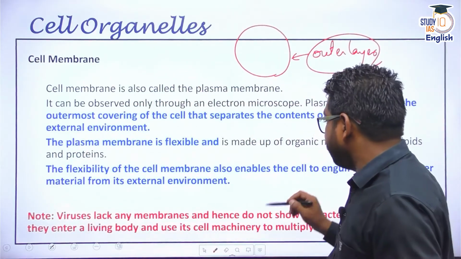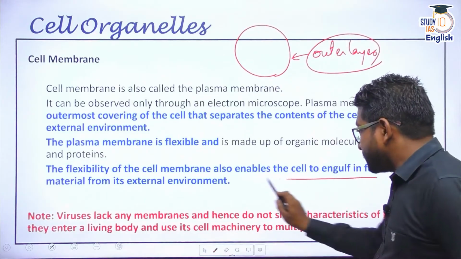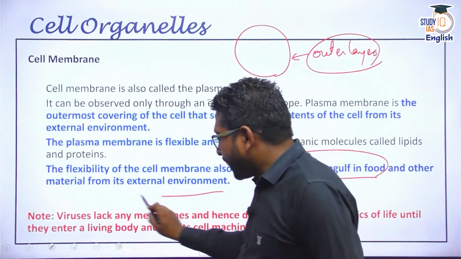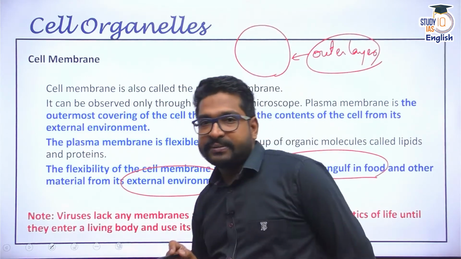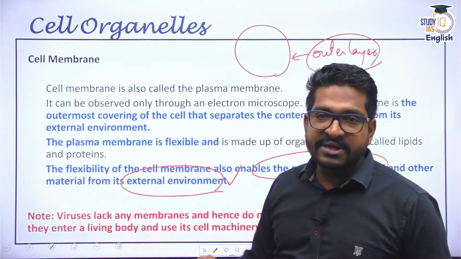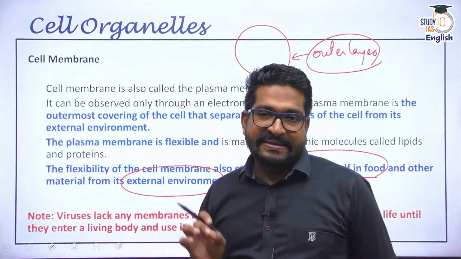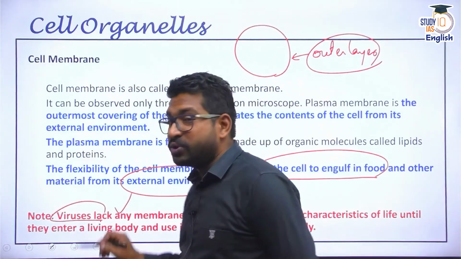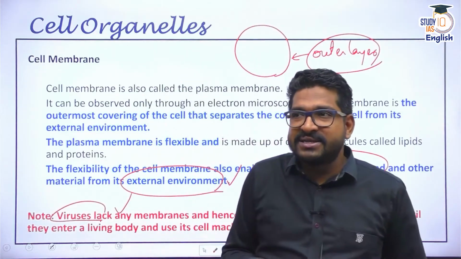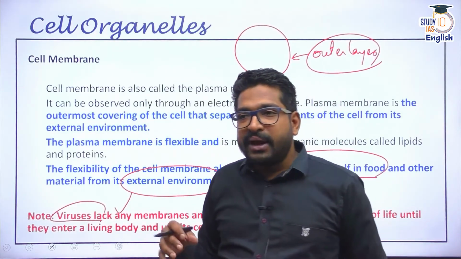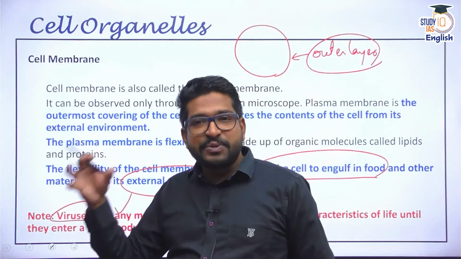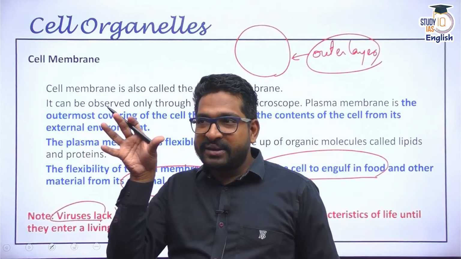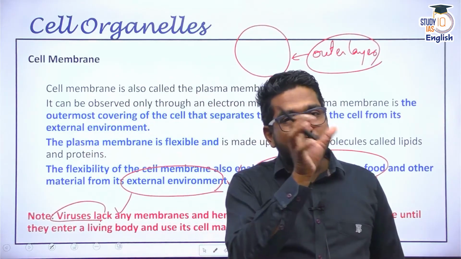It is flexible, so it enables the cell to engulf the food, and it also enables the cell to interact with the external environment. And this is true. Cell membrane is present in all the cells. But remember, viruses do not have any sort of cell membrane. In fact, viruses are not considered as microorganisms or living organisms per se. Viruses are a different breed. They come somewhere in between living organisms and non-living organisms.